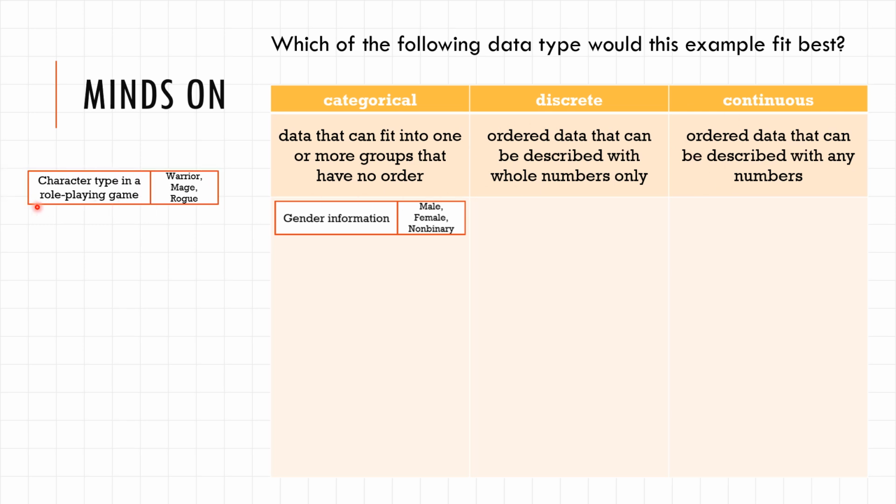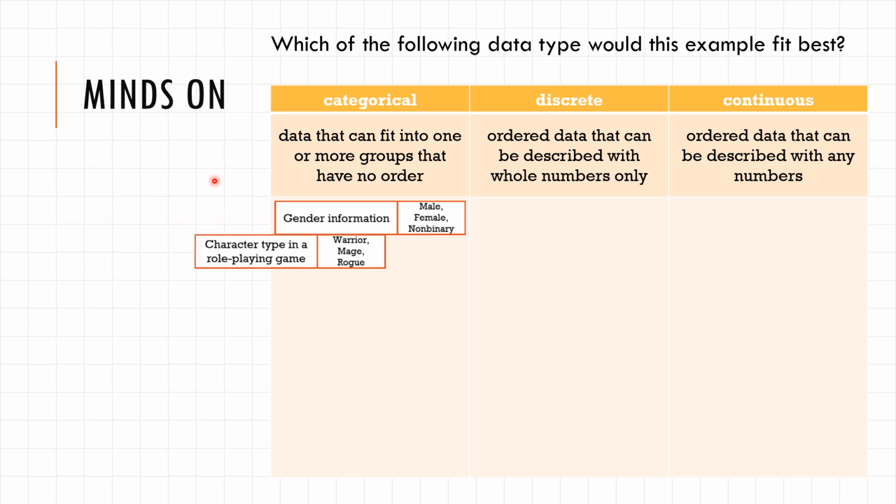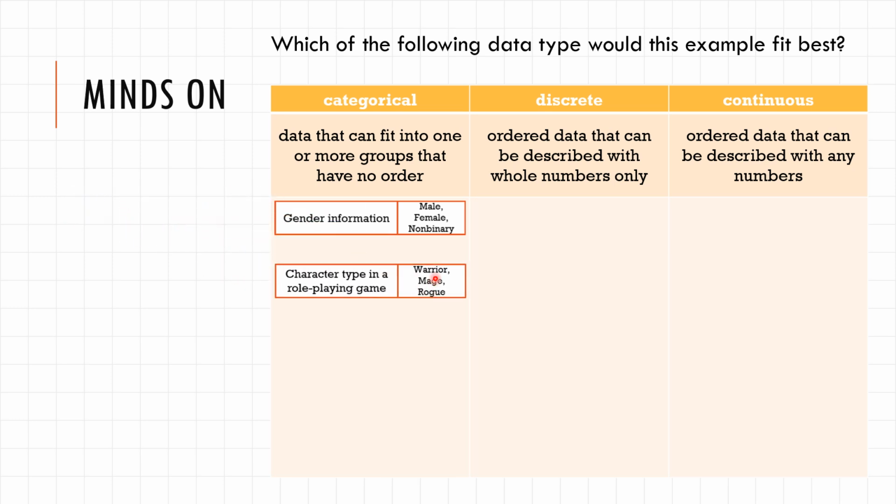What about this one? Where would you classify this one? So if you're playing a role-playing game and you're trying to choose a character type, maybe some people pick warrior, some people pick mage, some people might pick to play a rogue. What type of data would that indicate? Well, that's also categorical. It's easy to tell when the data type is not a number.